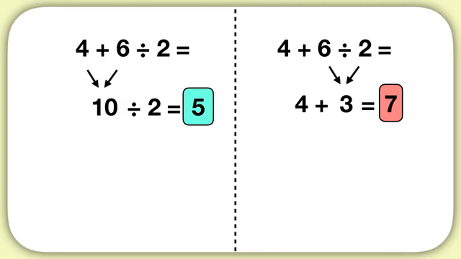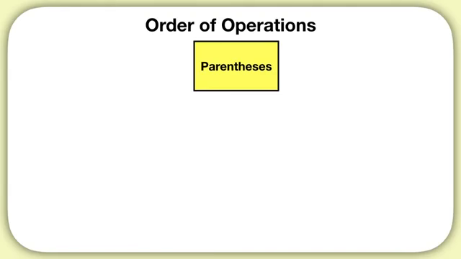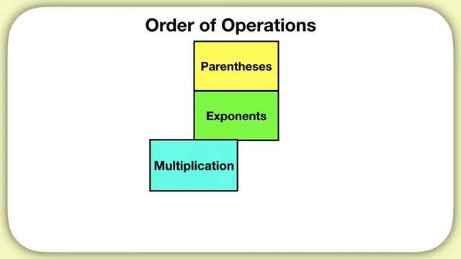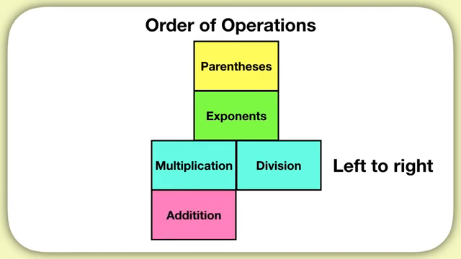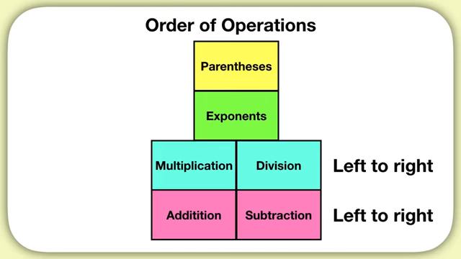To avoid this problem, we use something called the order of operations. This tells us the order that we should solve each piece of an equation. We start by solving things in parentheses. After that, we solve things that are exponents. After that, we solve both multiplication and division. If there's both of them, we just work left to right in the problem. Then finally, we answer any addition or subtraction pieces. Again, working left to right if there are multiple of those.